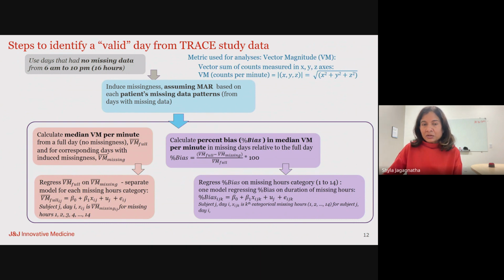The other measure that we looked at to see the effect of missingness is the percent bias, where we looked at the difference between the medians of the full and the missing data, expressed it as a percentage, and then regressed it on the number of hours of missing data. Next slide.